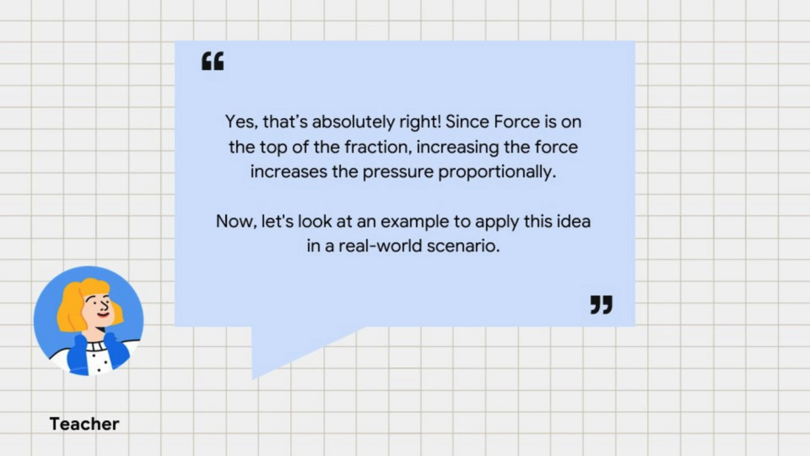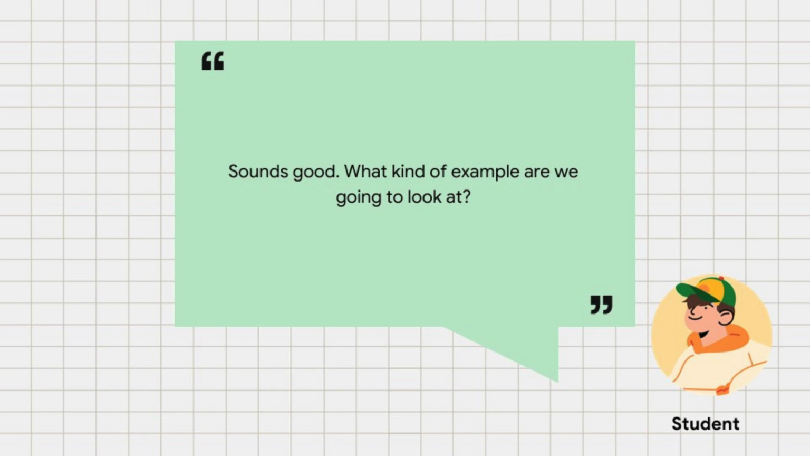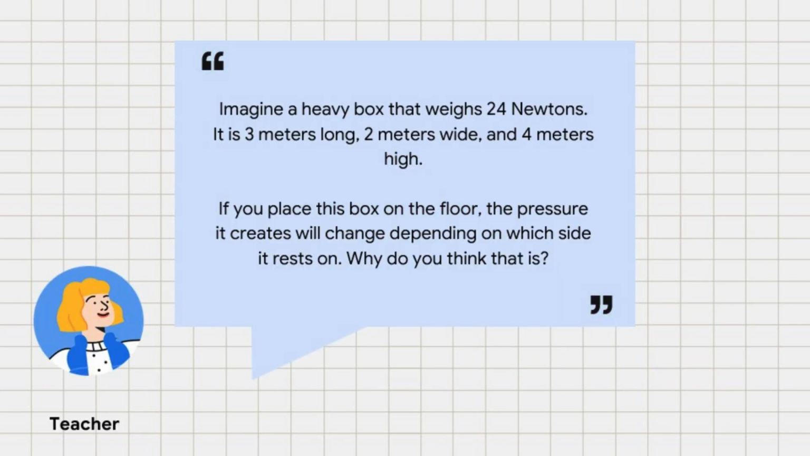Now, let's look at an example to apply this idea in a real-world scenario. Sounds good. What kind of example are we going to look at? Imagine a heavy box that weighs 24 newtons. It is 3 meters long, 2 meters wide, and 4 meters high. If you place this box on the floor, the pressure it creates will change depending on which side it rests on. Why do you think that is?